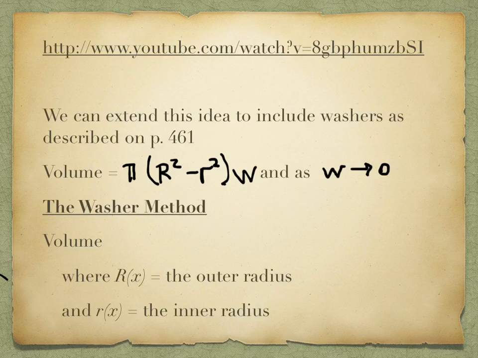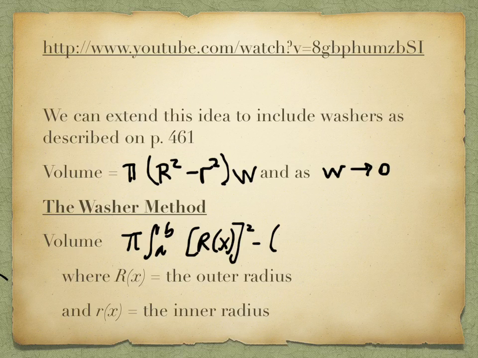And then when we extend that idea as W goes to 0, as the widths of these things get infinitely small, we do get an integration, and we would have pi times the integral from a to b. And we have the outer radius, which they call capital R of x squared, minus the inner radius, and they're going to refer to that as lowercase r of x quantity squared. And we subtract those two from each other, dx. And I'm not going to write down the one for dy because you just change all the x's to y's. It's the same thing, right?